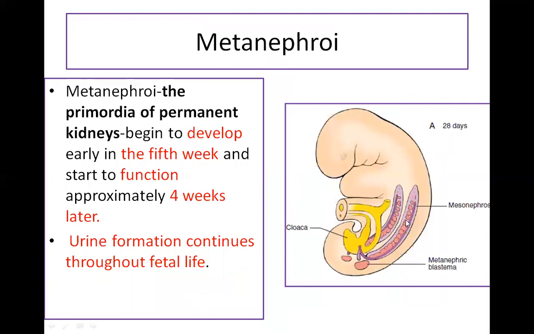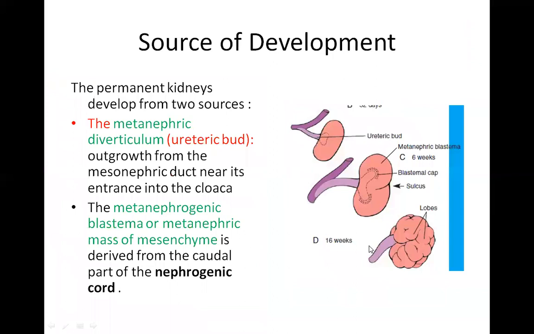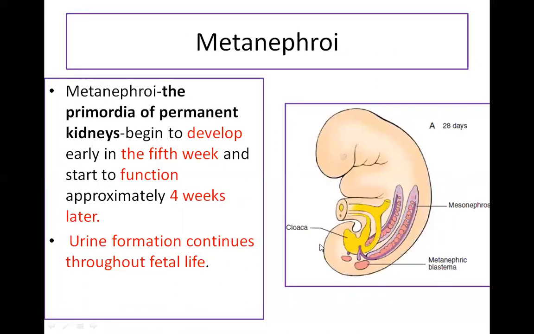Then comes the metanephric kidney, which develops early in the fifth week of intrauterine life and starts to function approximately 4 weeks later. So urine formation continues throughout fetal life. The mesonephric duct is opening into the cloaca and will be forming the ureter. Initially, the urine which is formed is given out through the cloacal membrane as it will rupture around the 8th week, and it will contribute to the amniotic fluid.